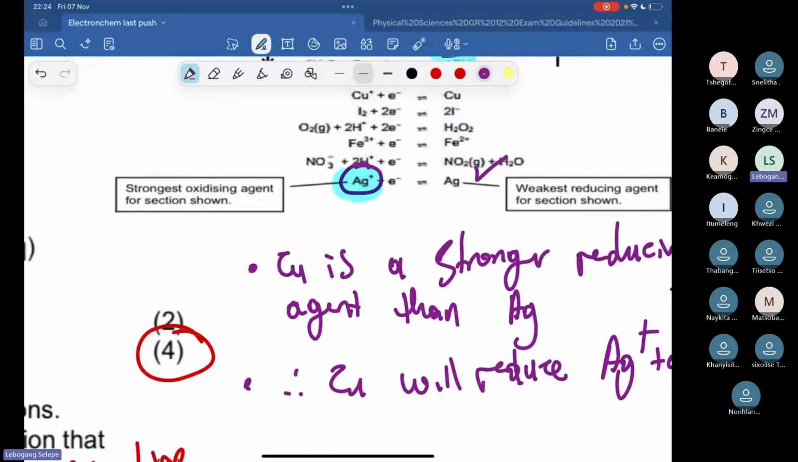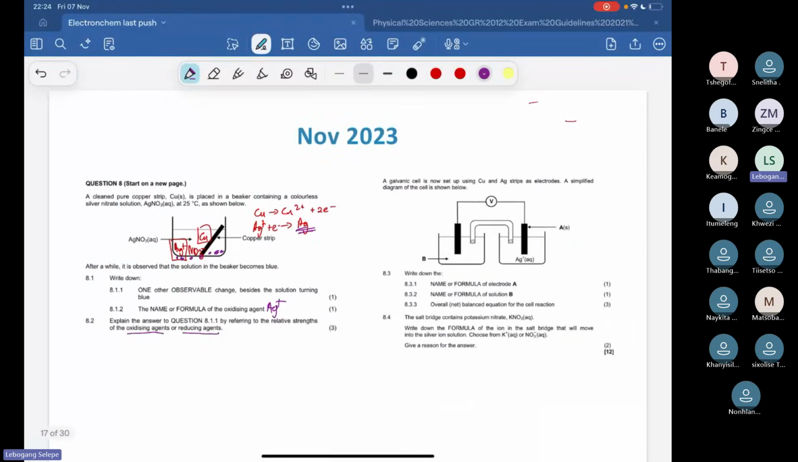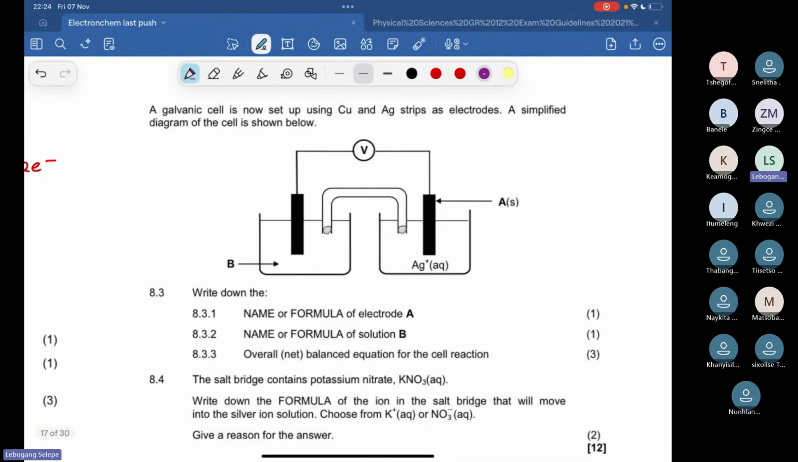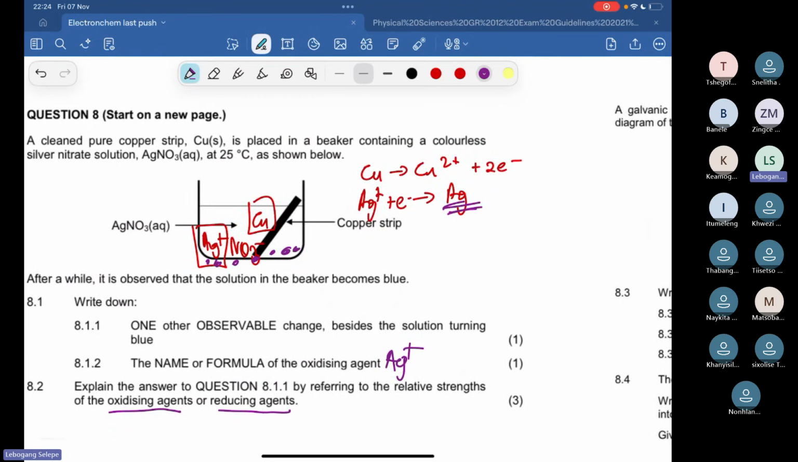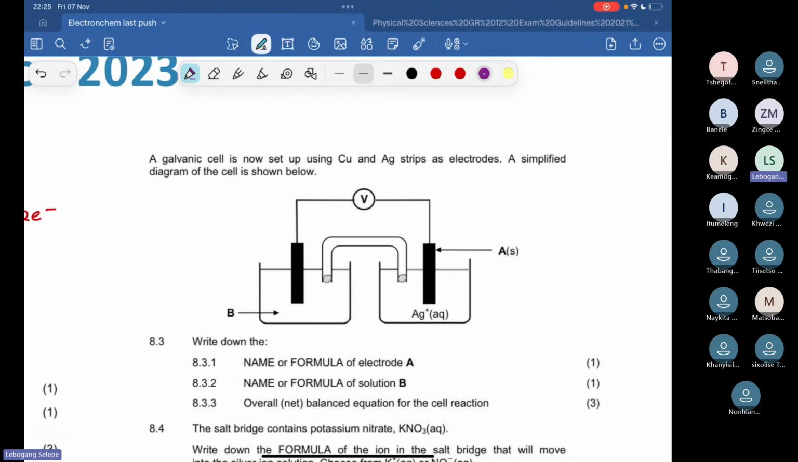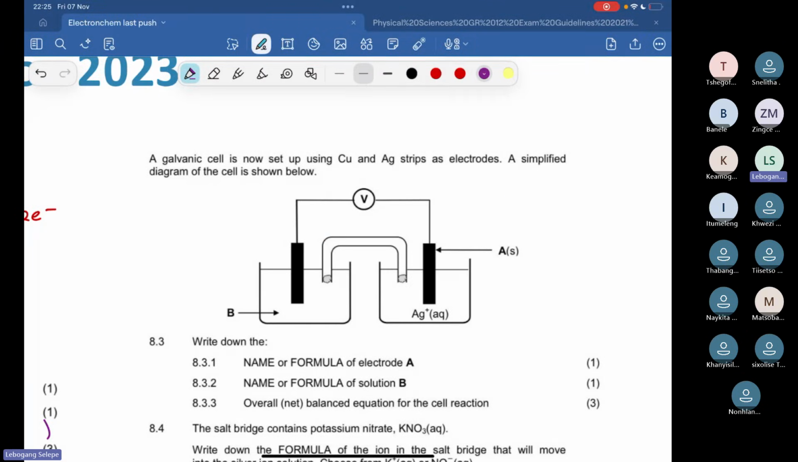It's simple, guys, this question. Now let's look at the galvanic cell itself. Here we are given that a galvanic cell is set up using copper and Ag. They established using this reaction that a spontaneous reaction takes place between Ag plus and copper, so we can set up a galvanic cell using the two. Before you set up a galvanic cell between two substances, you need to know that a spontaneous reaction will take place. Without a spontaneous reaction, there's no galvanic cell.